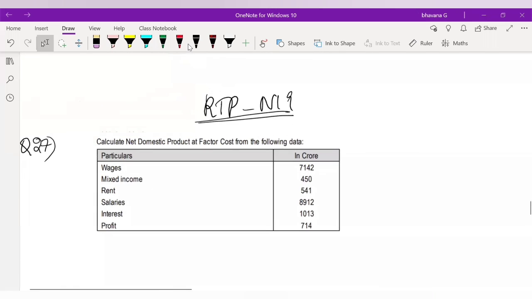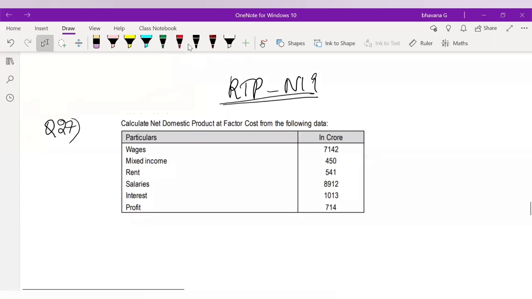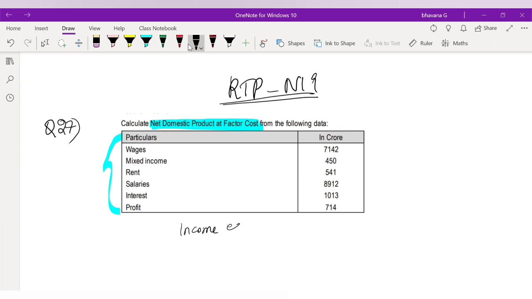Okay. So now we have completed 3 RTPs, guys. Now we are starting with our 4th RTP, that is November 19. Here in the November 19 RTP, you have to find out net domestic product at factor cost. Here you have to find NDP-FC, but what is the method that you are going to use here? Value added or income method, or what method? Here you have to find it using the income method. It's not the expenditure method. Here it is the income method.